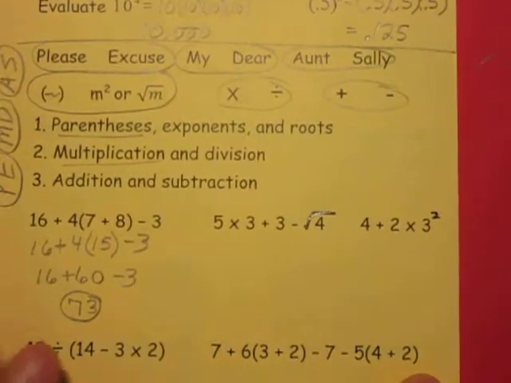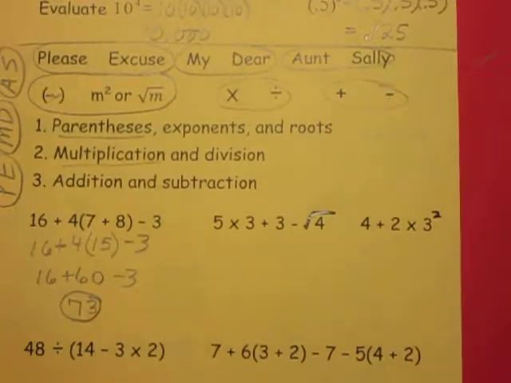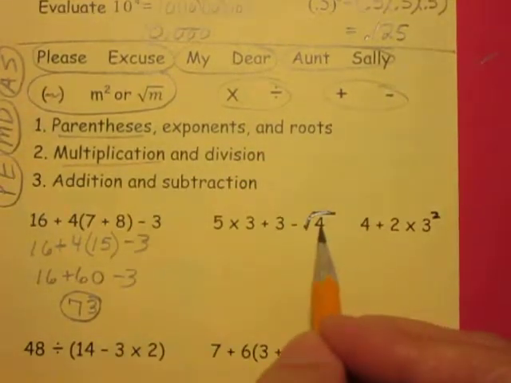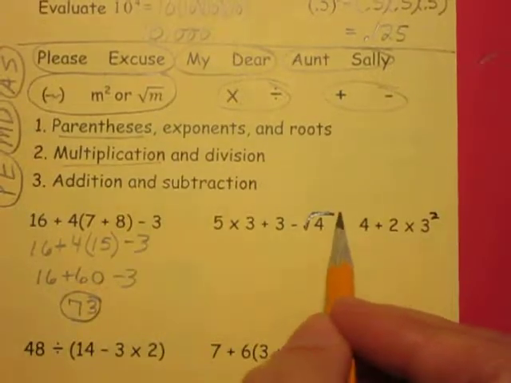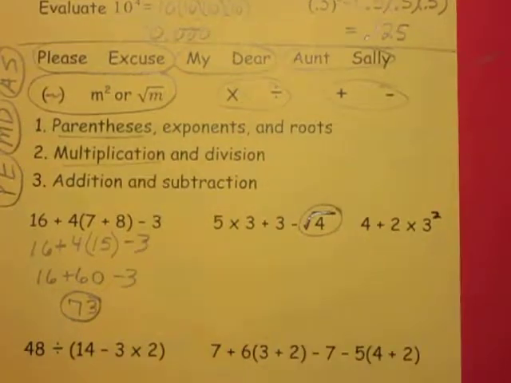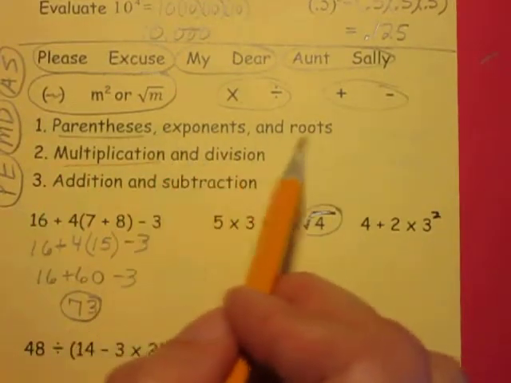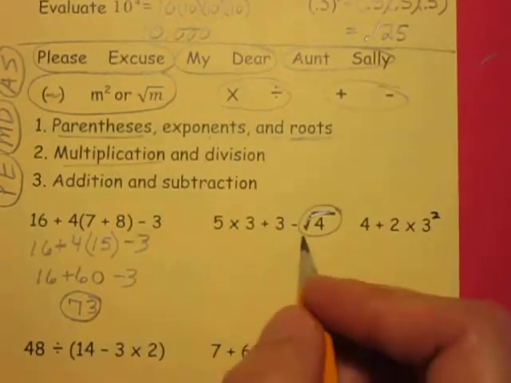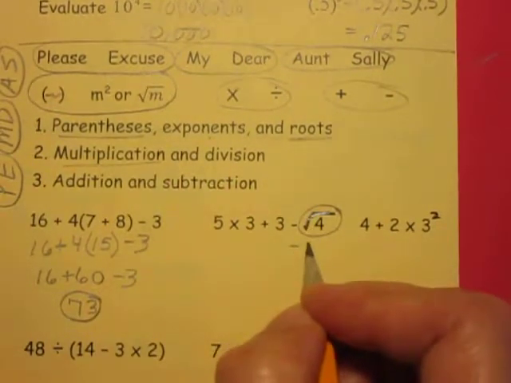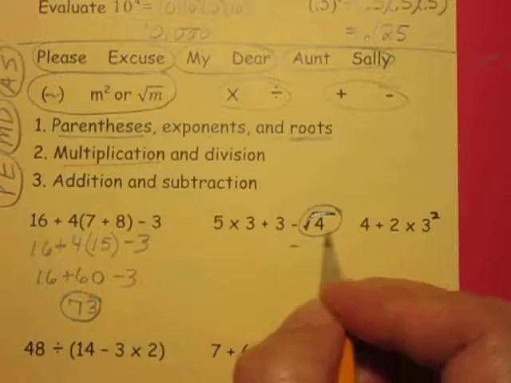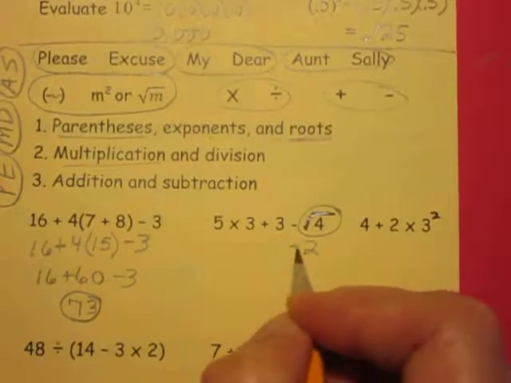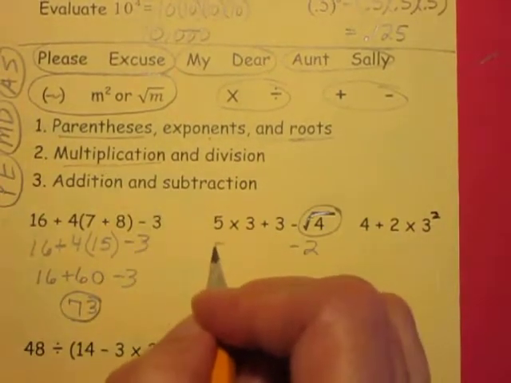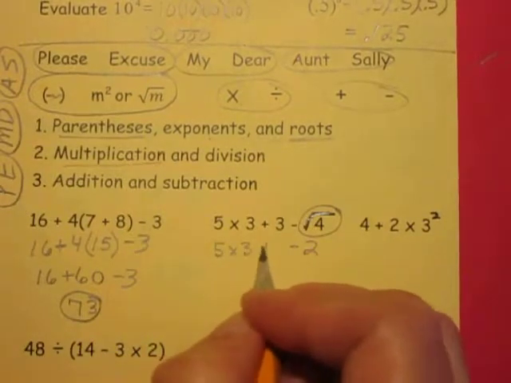Okay, and this next one, where to start? First thing I need to do is parentheses and exponents. I need to recognize that this square root is the reverse of an exponential expression. I need to do that first. It's basically the root. That's my first step. So square root of 4 is 2. In other words, what number times itself is equal to 4? That would have to be 2. And I'm subtracting it, so I bring that down. I'm going to bring everything else down so I can continue on.